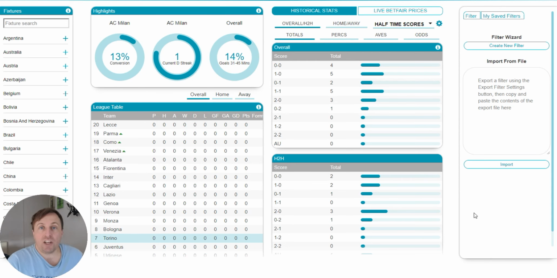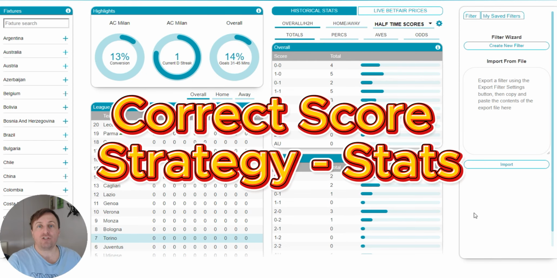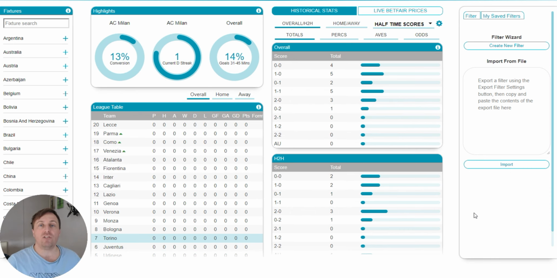Okay, so today we're going to go through a correct score strategy for football, okay? And we're going to go through and see what stats we need. I'm going to give you some ideas of what to look at so that you can develop your own strategy so that you can trade correct score and hopefully make some money on Betfair.